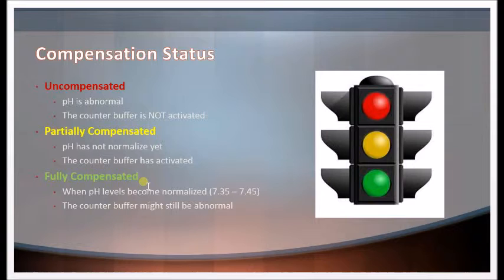Okay, when the pH becomes normal, 7.35 to 7.45, then it will be considered fully compensated. However, keep in mind that the counter buffers might not be completely normal, but the pH is back to normal. That's what makes it fully compensated.